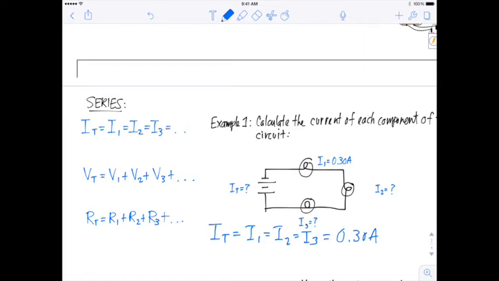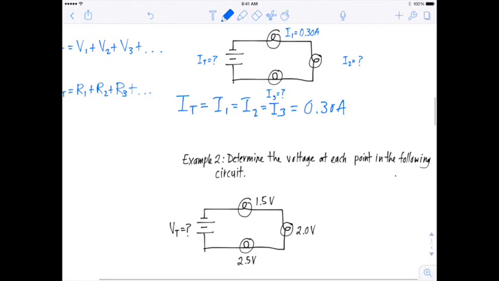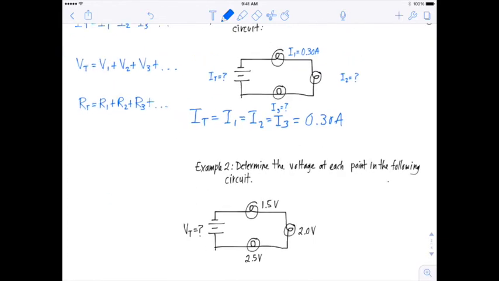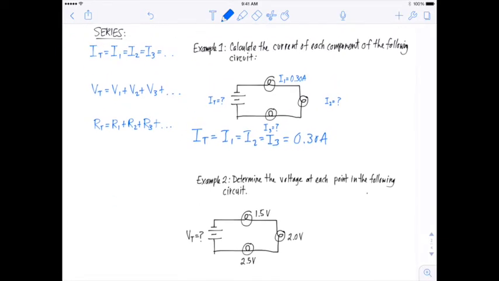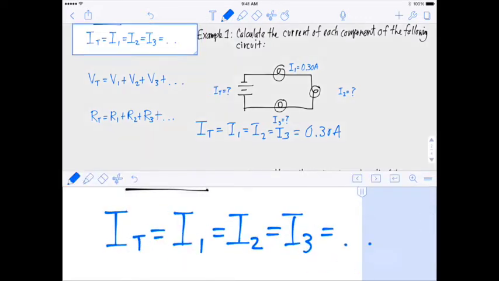Let's take a look at example 2. In example 2, we're investigating the voltage at each point in the series circuit. So we're given the voltage of light bulb 1, the voltage of light bulb 2, and the voltage of light bulb 3. Our job is to find the total voltage.